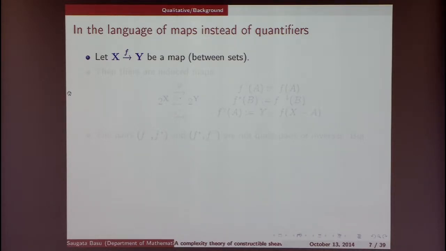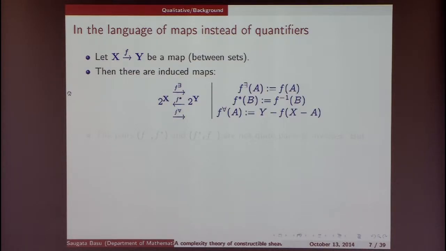Let F be a map between two sets X and Y. Then, just tautologically, there are some induced maps between the power set of X and the power set of Y. F star is just the pullback, and F exists and F all are these maps. They go in those directions.